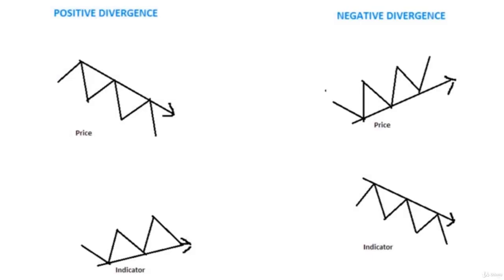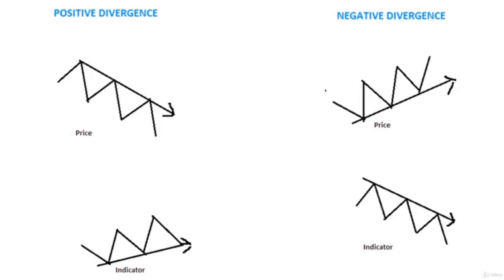Welcome back everyone. In this lecture we will learn about divergence, a very important concept observed between price and indicator. With the help of divergence, one can get an early signal to exit the trade. Whenever such divergence signals are seen, one can take a position combining other indicators.